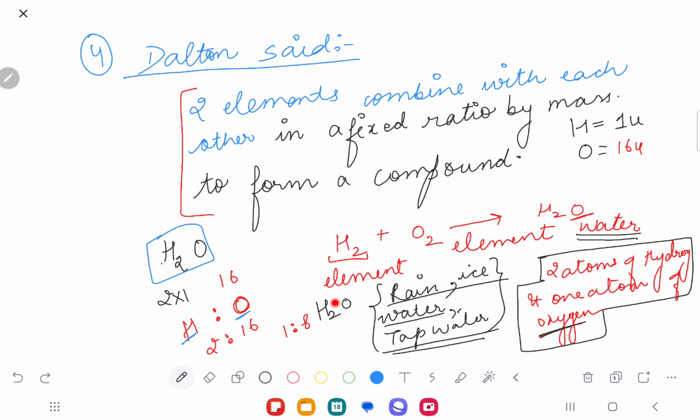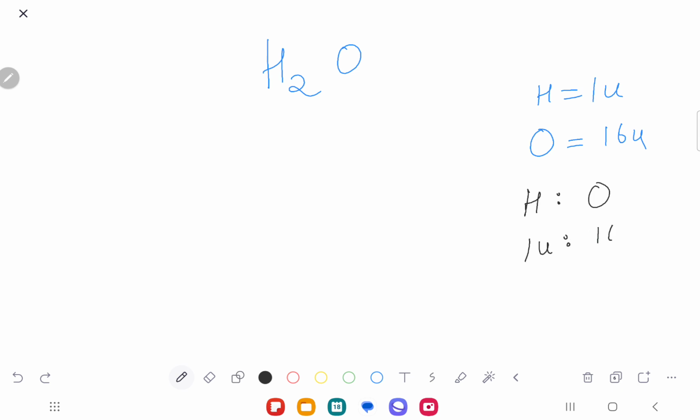And secondly, when we are talking about H2O, the ratio of hydrogen's mass to oxygen's mass shall remain 1 is to 8. For example, H2O. So the mass of one hydrogen atom is 1U and the mass of one oxygen atom is 16U. So what shall be the ratio? H is to O, the ratio shall be 1U is to 16U.